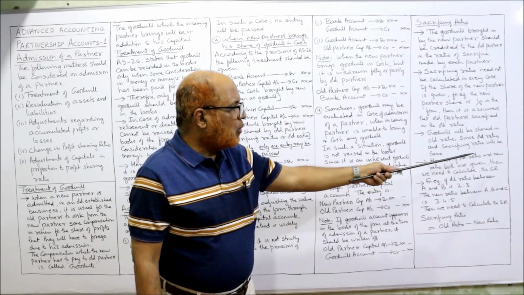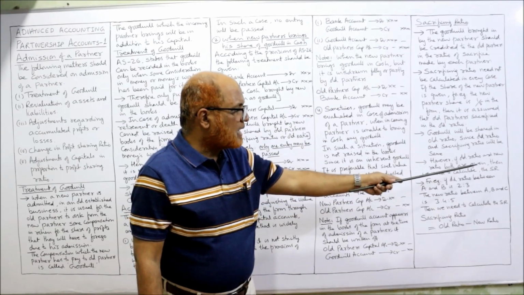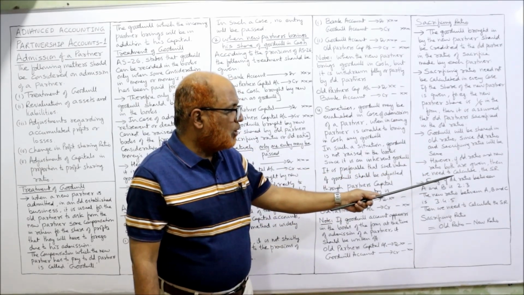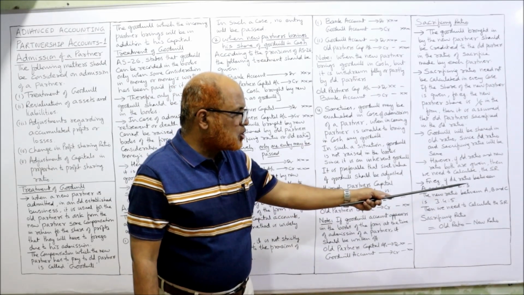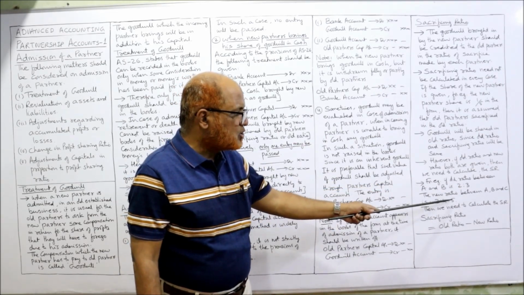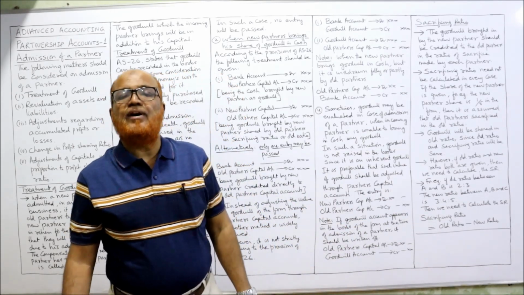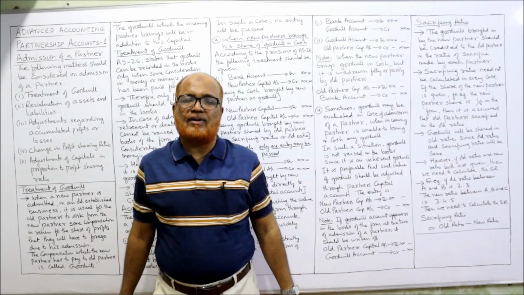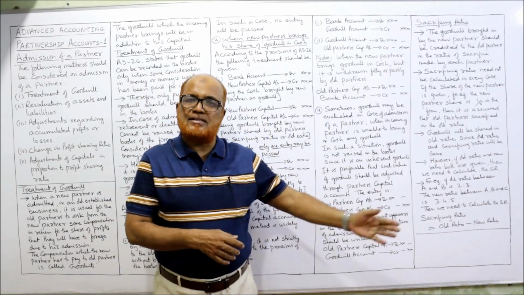However, if the old ratio and new ratio both are given, then we need to calculate sacrificing ratio. For example, if the old ratio between A and B is 2:3 and the new ratio between A, B and C is 3:4:5, then we need to calculate sacrificing ratio. So there is a need to calculate sacrificing ratio when old ratio and new ratio both are given. Example I have given here.